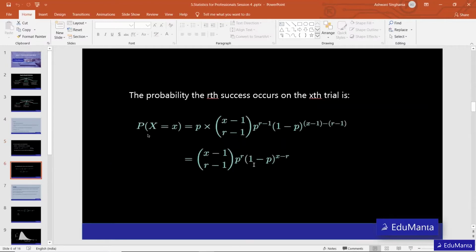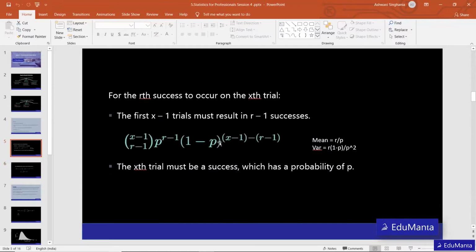what we are going to get is, so basically this is the formula of the first x minus 1 trials must result in r minus 1 successes. So what does it mean? Suppose there are 10 trials, and we are asking the question, what is the probability that the third time head will come up at the 10th trial.